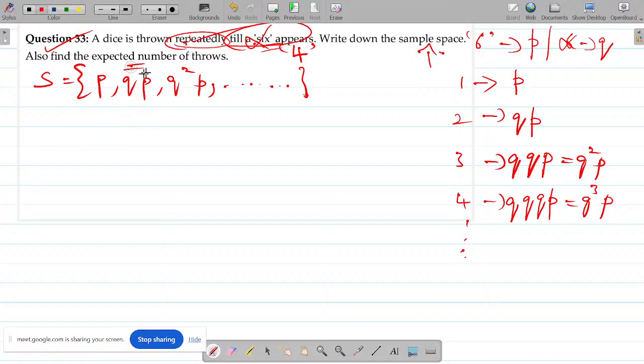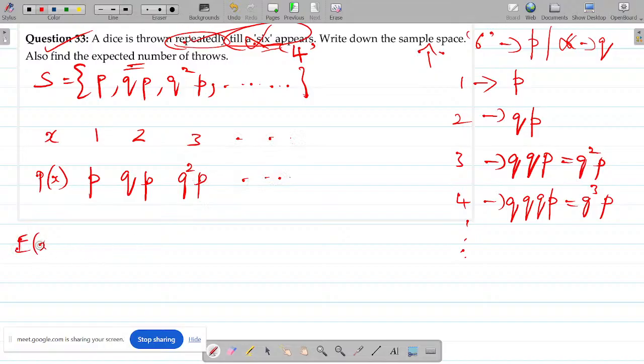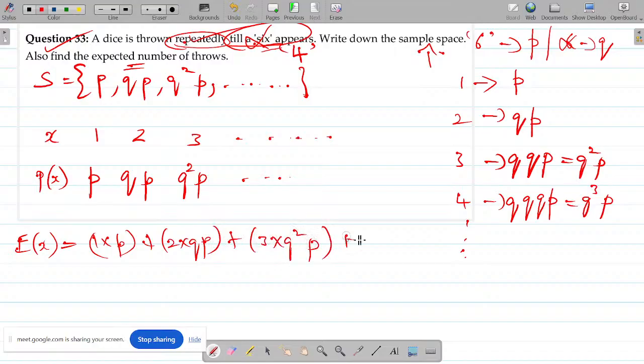Also find the expected number of throws. So what do we do? We fix X and P of X. We get it in the first row, probability is P. You get it only in the second row, probability is QP. You get it only in the third row, you get Q square P, and so on. Now you find the expected value. Actually, this is an infinite sum. So 1 into P plus 2 into QP plus 3 into Q square P and so on.